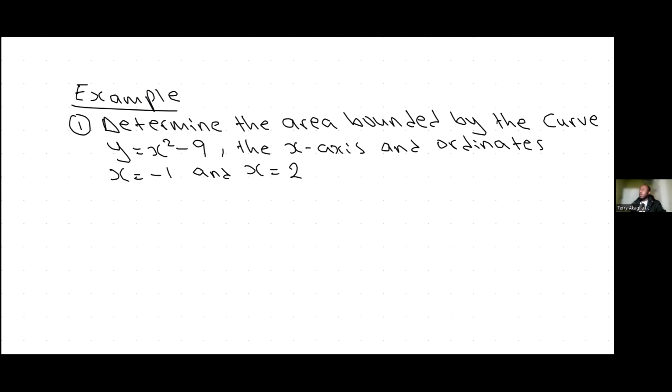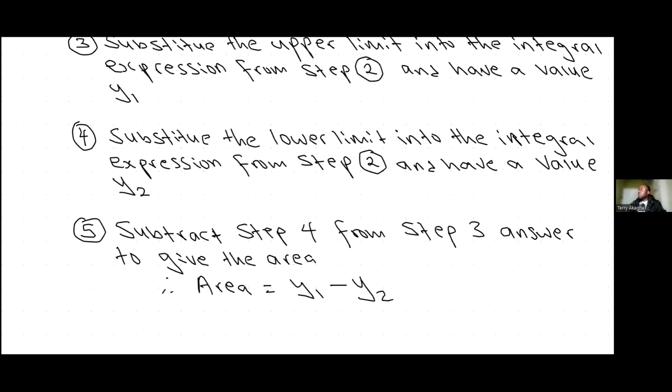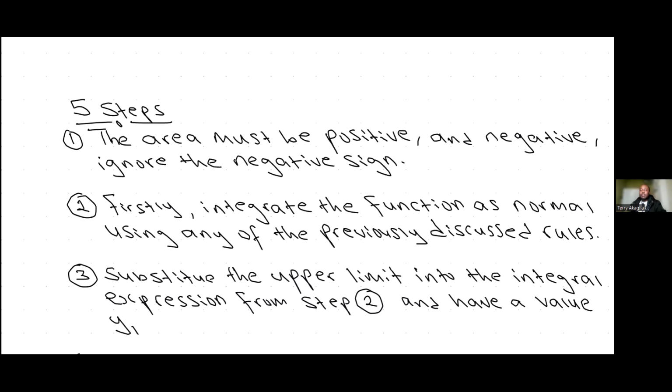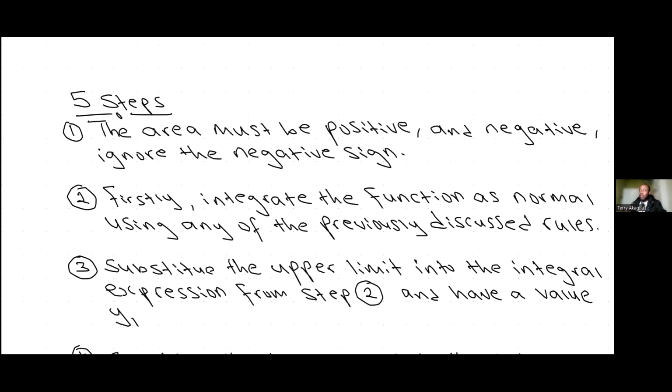Okay? So now in this case, just to remind you, because it is below the x-axis, area must be positive. Now, because it's below the x-axis, the answer you will get will be negative, but you have to ignore the negative sign. All right? So don't forget this part. You have to ignore the negative sign. When we solve this, you will see that the answer you get is negative because the area we're looking at is below the x-axis.